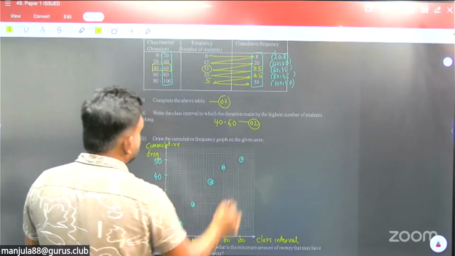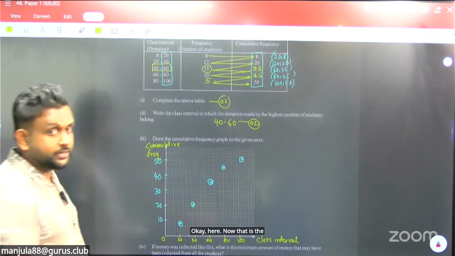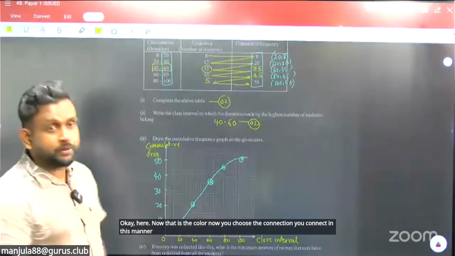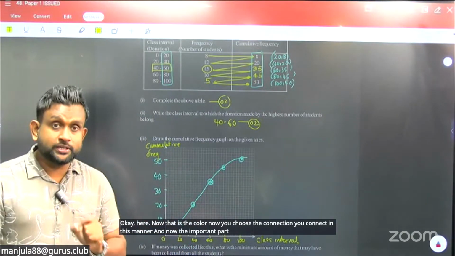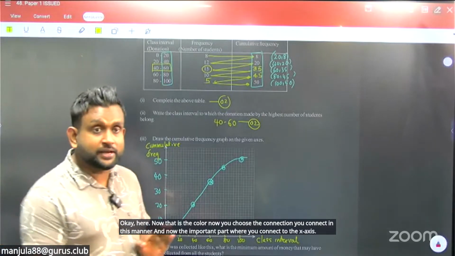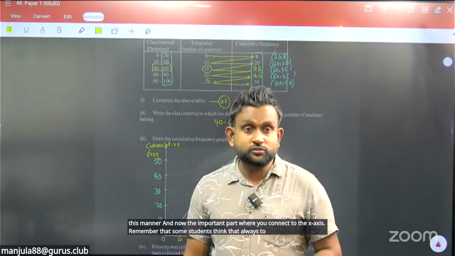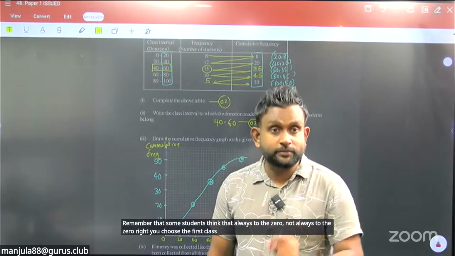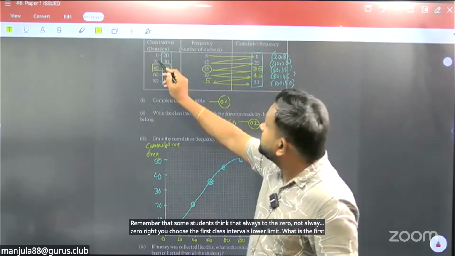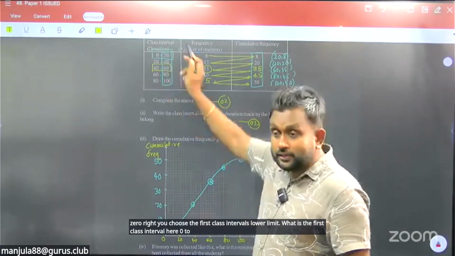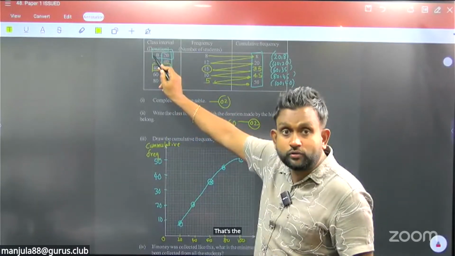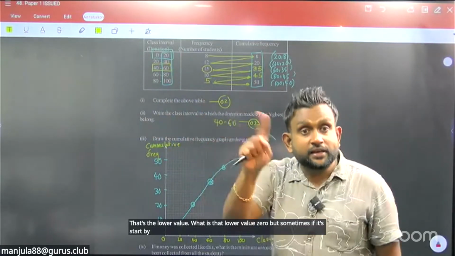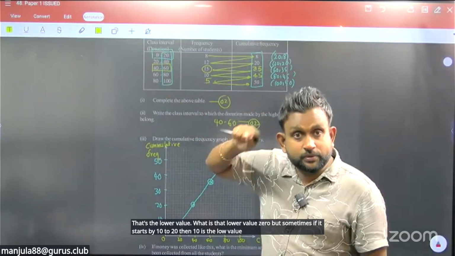Now that is the curve. You connect in this manner. And now the important part: where you connect to the x-axis. Some students think it is always to the zero, but not always. You choose the first class interval's lower limit. What is the first class interval here? 0 to 20, and that's the lower value, 0. But sometimes if it starts from 10 to 20, then 10 is the lower value. Do not remember it as always 0.